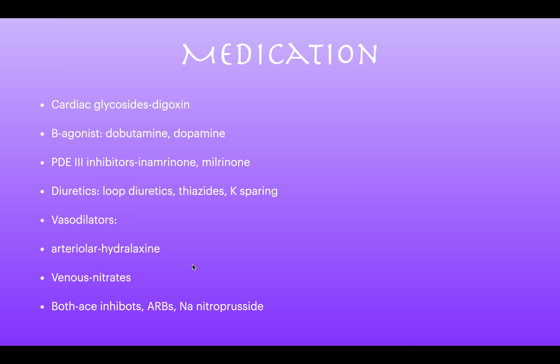For vasodilators, remember hydralazine is an arteriolar dilator, and venous dilators are going to be your nitrates. What works on both arteriolar and venous vessels are the ACE inhibitors, the ARBs, and our emergency drug, sodium nitroprusside.